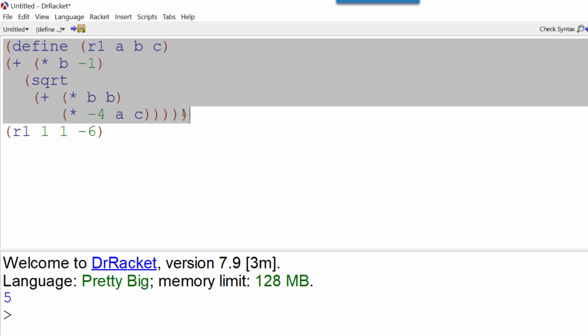We can do Control I, and everything is indented. We can see what belongs to the plus. We can see what belongs to the square root. We can see what belongs to the other plus.